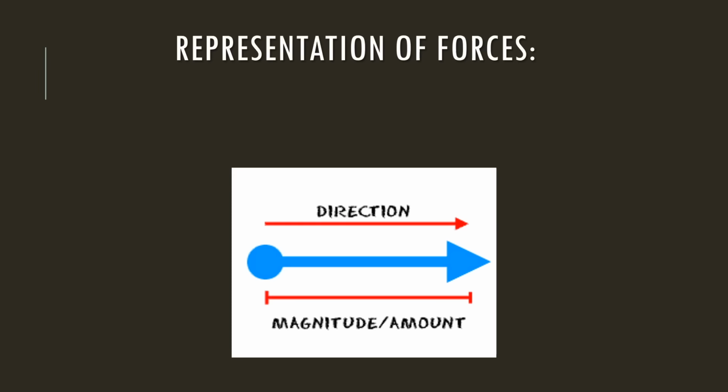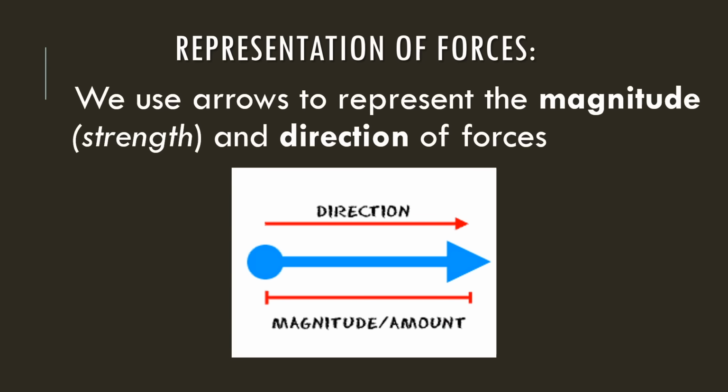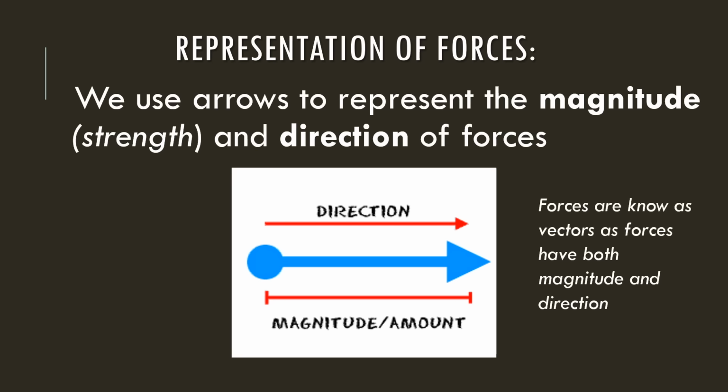The way in which we represent forces is with the use of arrows. Arrows will represent the magnitude, which is the strength, as well as the direction of forces. The reason we do this is because forces are known as vectors, as they have both magnitude and direction. The diagram given here shows the direction in which the force is applied. That's the arrow. The length of the arrow or the line will represent the magnitude, or the amount or size, of the force that is applied.